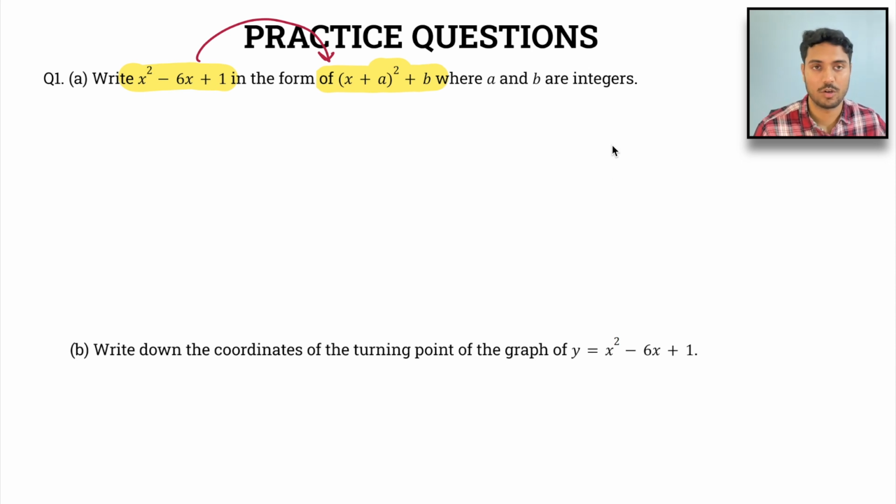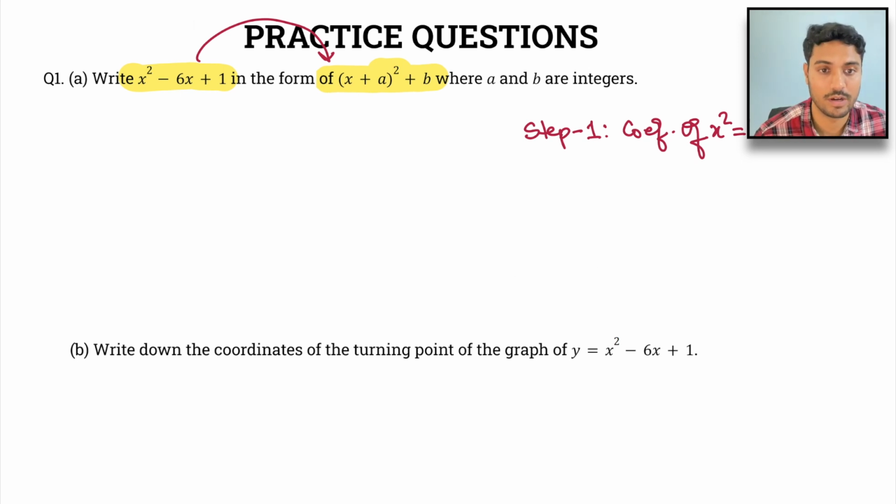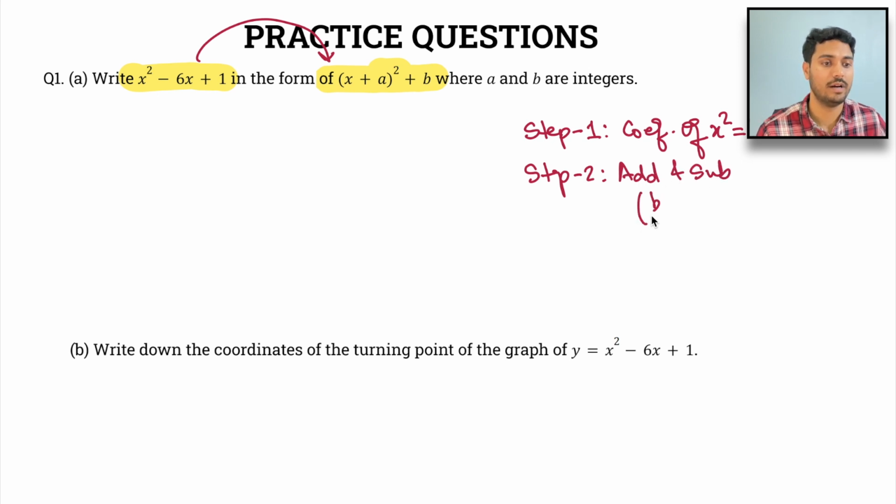So it's a two-step process. Step 1, you have to make sure that the coefficient of x square is equal to 1. Second step, you have to add and subtract b by 2 the whole square into the given expression.